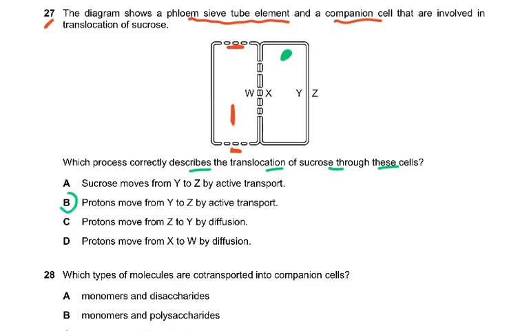Now the answer is B. Protons move from Y to Z. Yes, hydrogen ions are pumped, so protons move from Y to Z by active transport. Sucrose moves from Y to C. Sucrose moves into the companion cell. So this is wrong. Protons move from Z to Y by diffusion. No, that's wrong. Protons move from X to W. Rubbish.